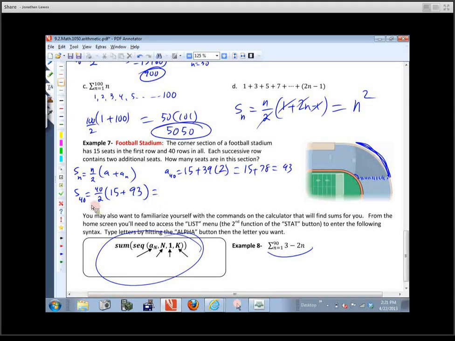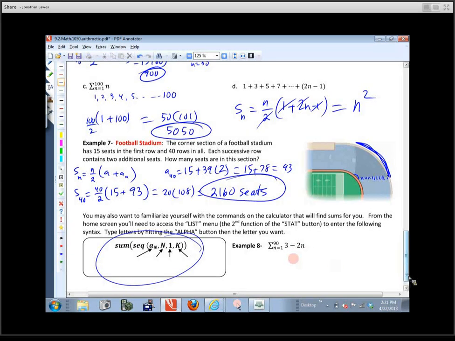So this is going to be 20 times. Add these together. This is 108. Am I right about that? Yeah. Multiply those all together. So we have 2160. Any questions? 2160. Okay. All right.